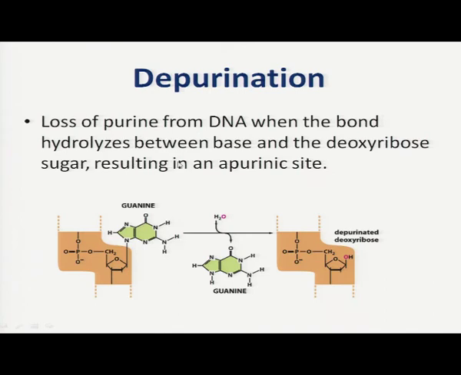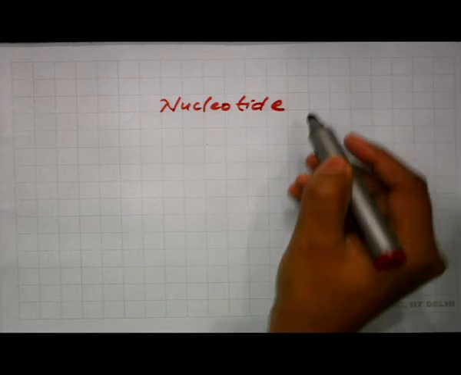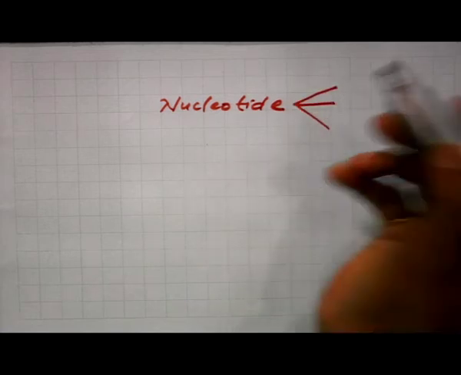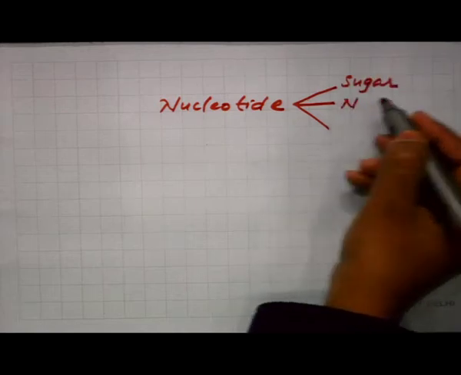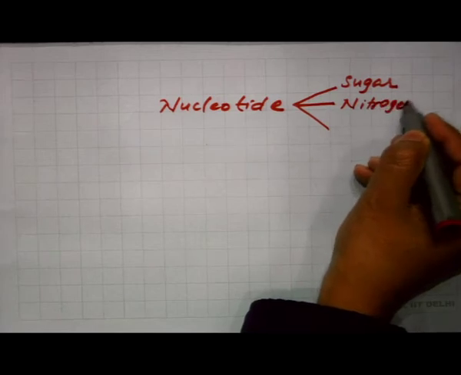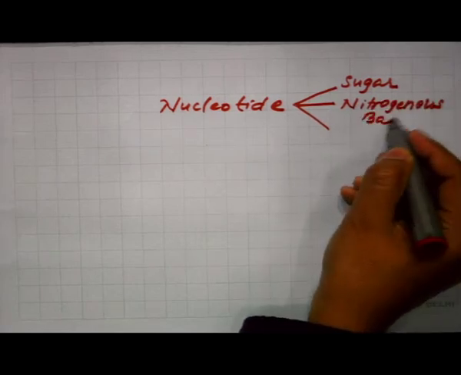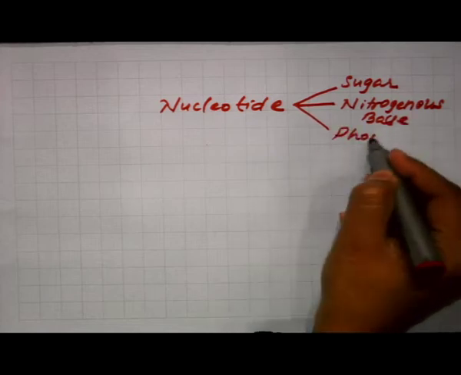So, depurination is the loss of purine from the DNA when the bond between the base and the deoxyribose sugar hydrolyzes, resulting in an apurinic site. That means, you know, in case of a nucleotide, we have three principal chemical components. One is sugar, second one is nitrogenous base, and third one is phosphate.